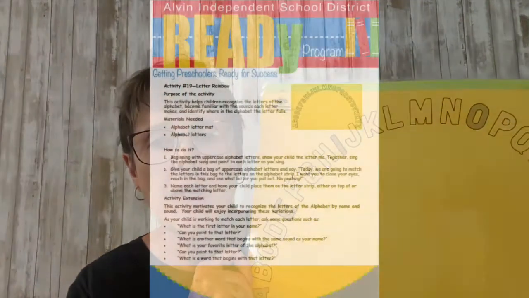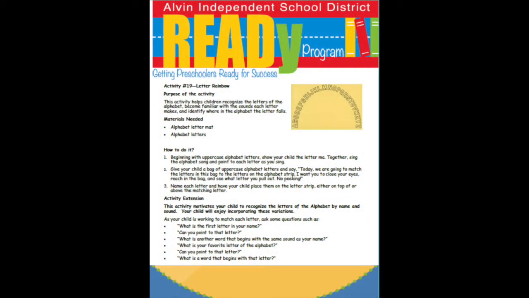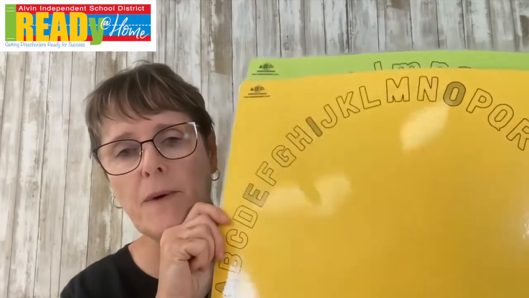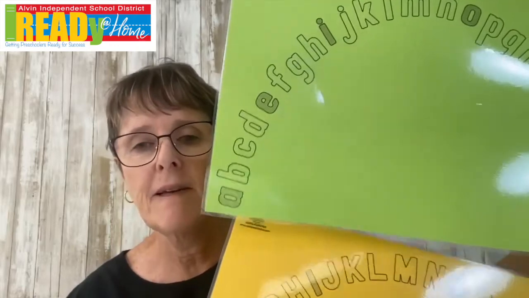So muffin tin toss. The next activity that is new this week is our alphabet rainbow. You have 2 mats. You have an uppercase mat provided for you, and you have the lowercase. Again, some may just be working on that uppercase. That may be where they are, and that's fine. And again, you may just be talking about these first few letters, or you might be ready for all the ones we've introduced, or you might be ready for the entire thing.